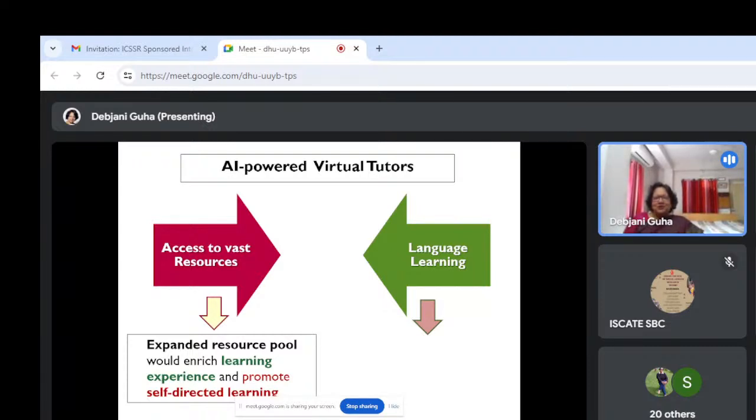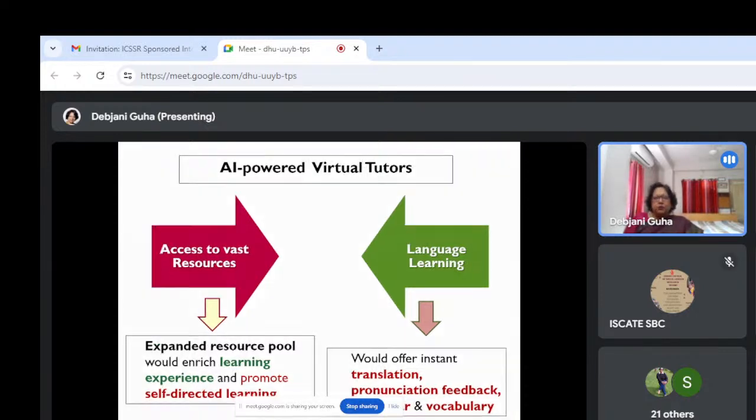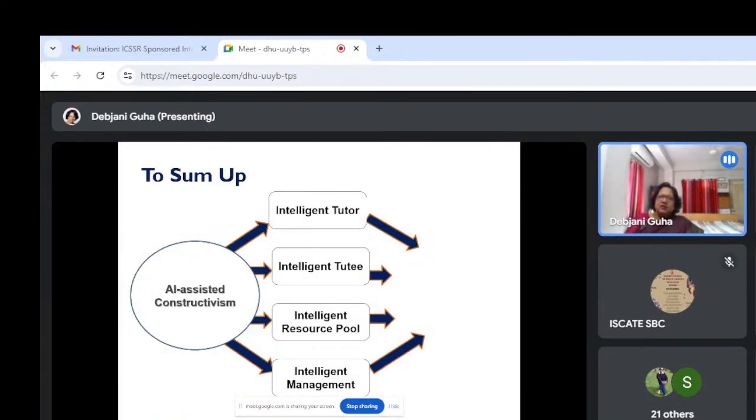You all know the role of ChatGPT, that is Chat Generative Pre-trained Transformer. An AI-powered virtual tutor would enhance language learning by offering translation, pronunciation, feedback, grammar, and vocabulary. We all know.